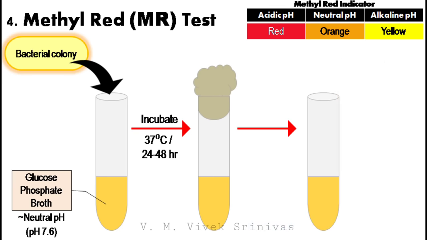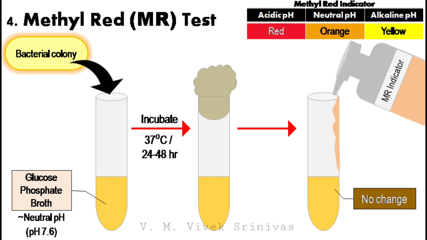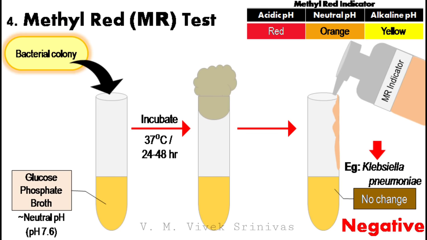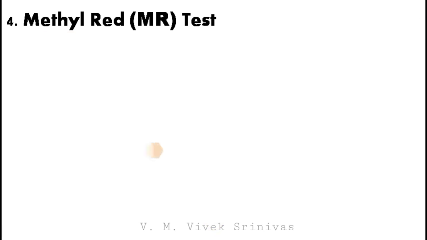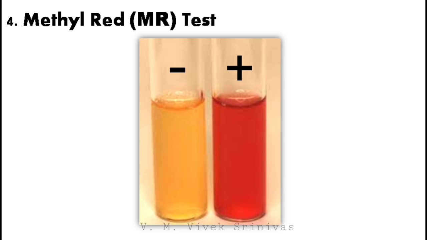In contrast, following addition of the methyl red indicator, if there is no color change, it indicates the test is negative for the MR test. For example, the Klebsiella pneumoniae bacterial organism is negative for the MR test. This is the procedure for the methyl red test. This is the photograph showing the positive and the negative test result of the methyl red test.